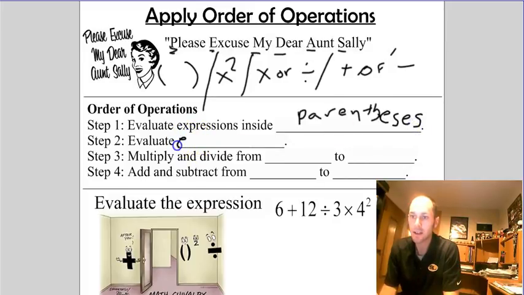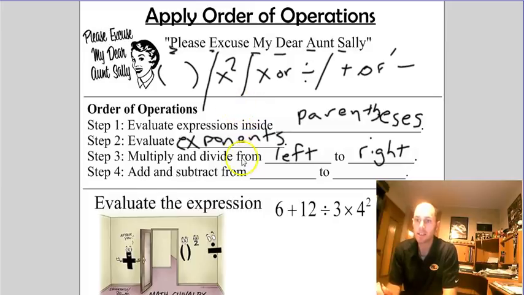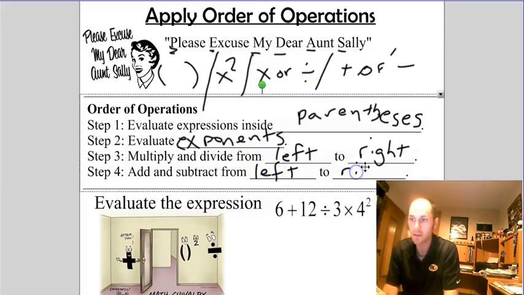Next, we evaluate exponents. Then we multiply and divide from left to right. So that's a key thing there. It's not multiply before divide always. We just take step 3. It's either multiply or divide, whichever one comes first, left to right. Then once we're all done multiplying and dividing, then we do whatever's left with adding and subtracting. Same thing from left to right, whichever one comes first.